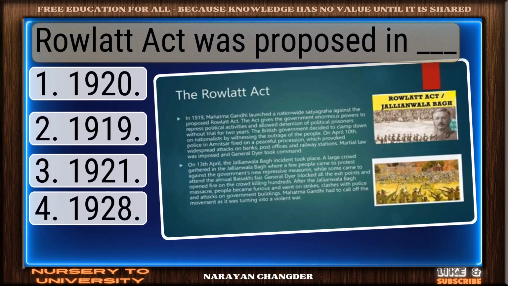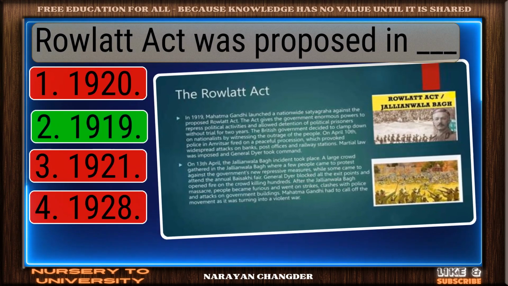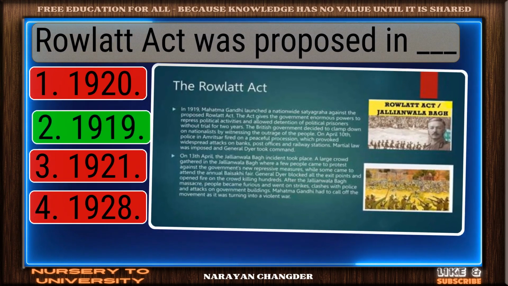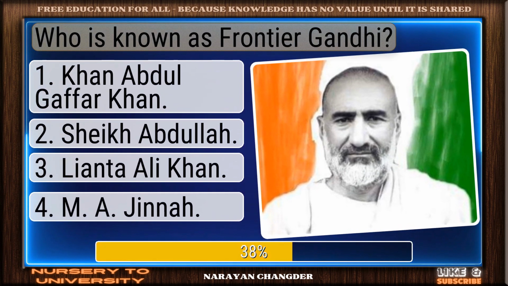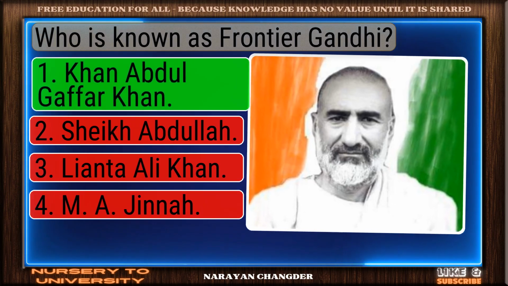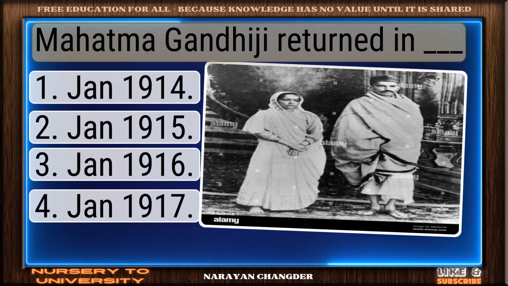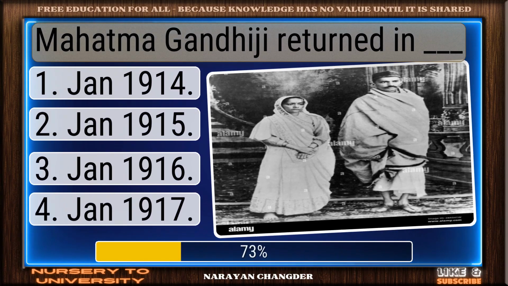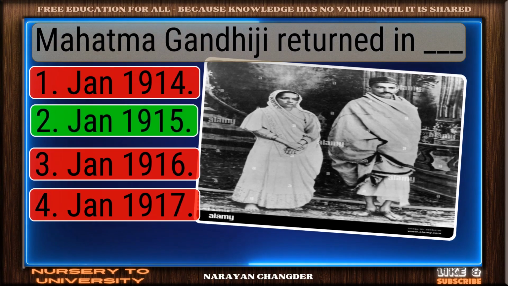Rowlatt Act was proposed in dash. Sharp thinking. 1919 is right. Who is known as Frontier Gandhi? Nice work. Khan Abdul Ghaffar Khan fits perfectly. Mahatma Gandhiji returned in dash. Right again. Jan 1915 is valid.